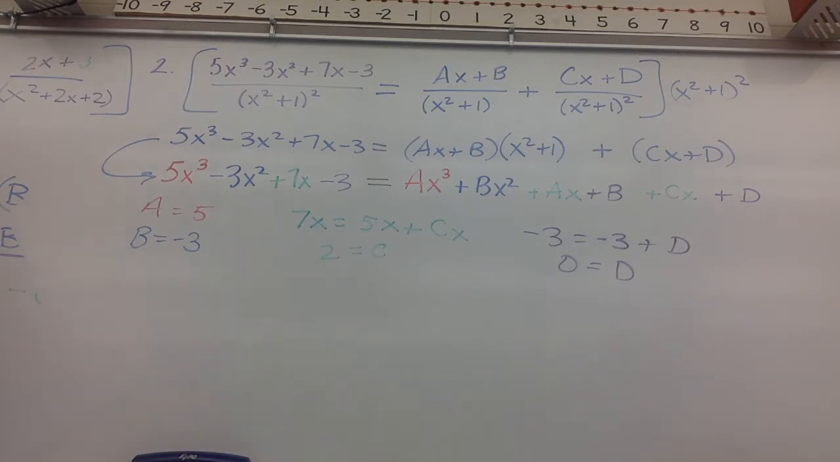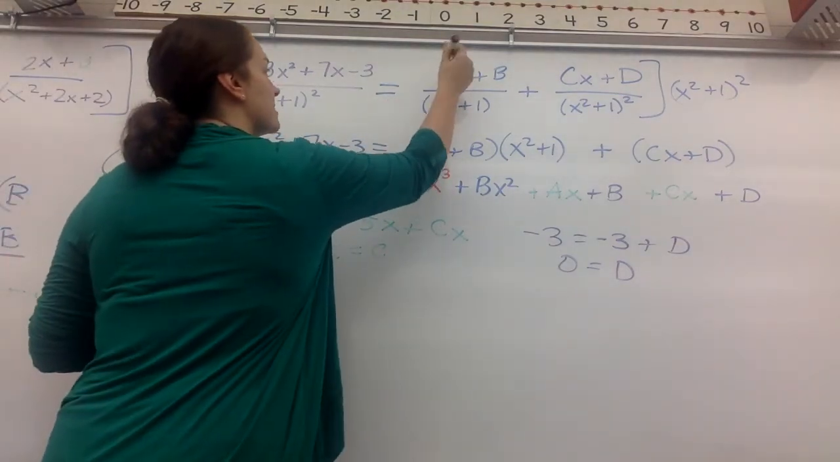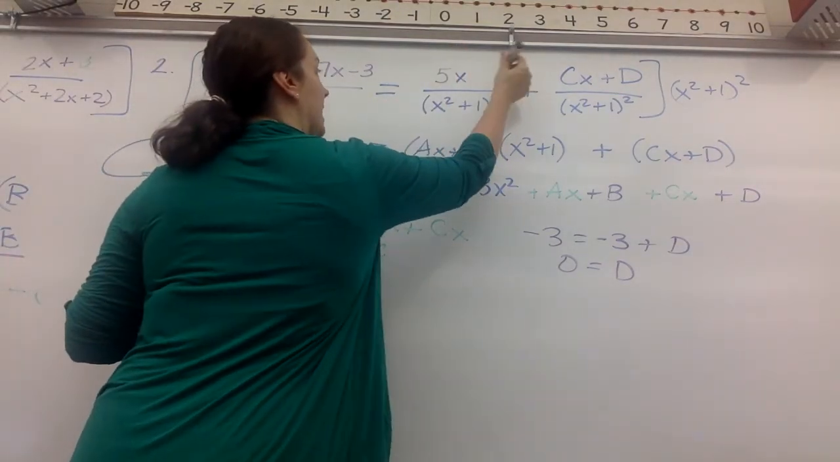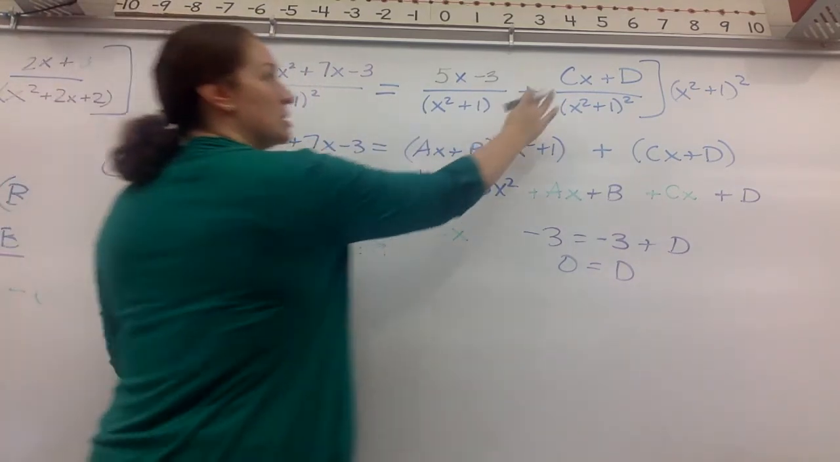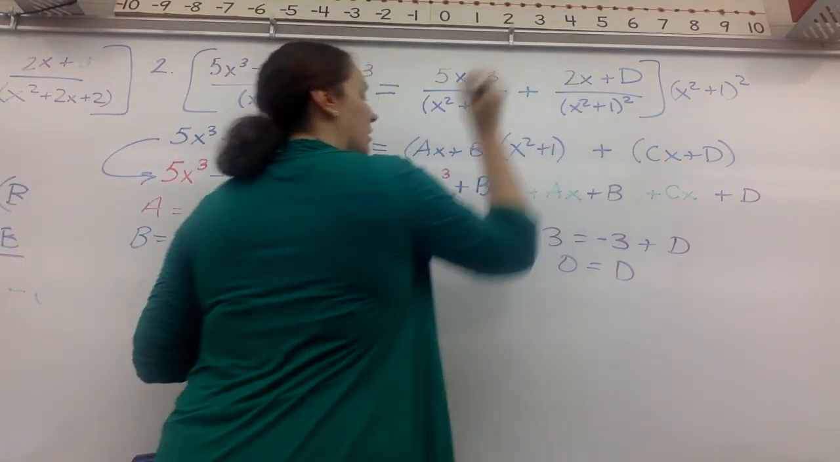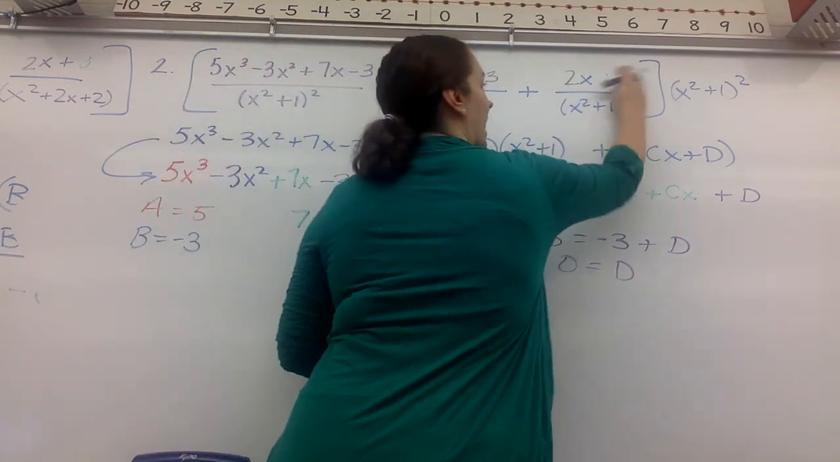So my final answer up top here is going to be 5x, this is a -3. And then my C is a 2. And my D is 0, so I don't even have a D value.